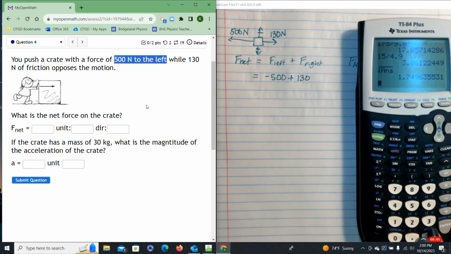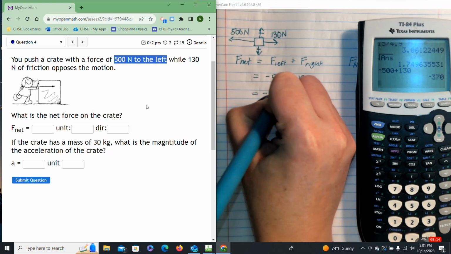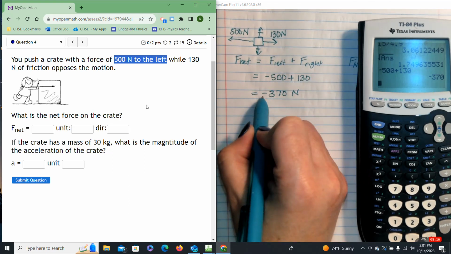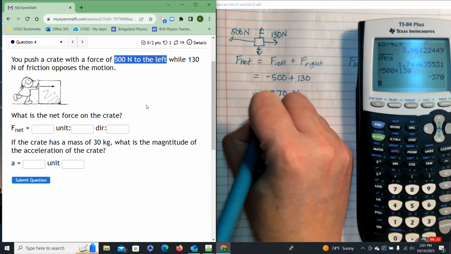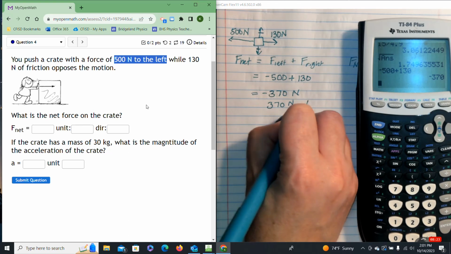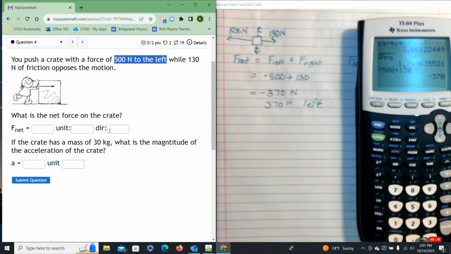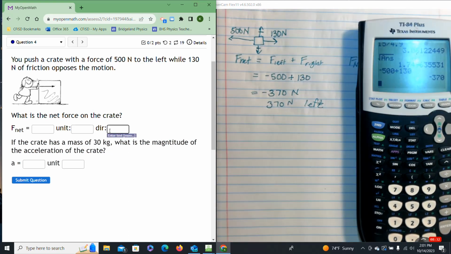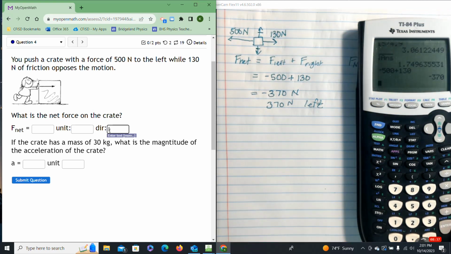Okay, so negative 500 plus 130 gives me negative 370. Okay, and again, the negative sign is a direction. In this case, I chose left to be my negative direction. So this is really 370 newtons to the left. And that's the wording in the question. Whenever we actually go to put in our answer, it has a spot for us to label that direction. And so we actually just need to indicate left rather than typing the negative sign.